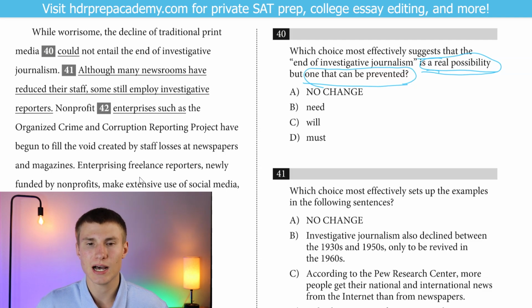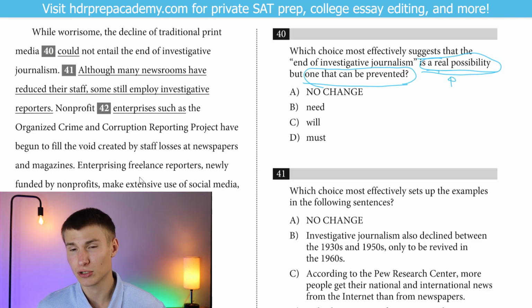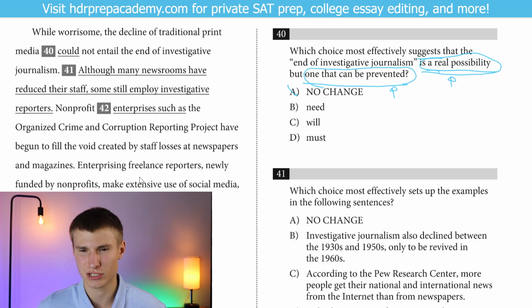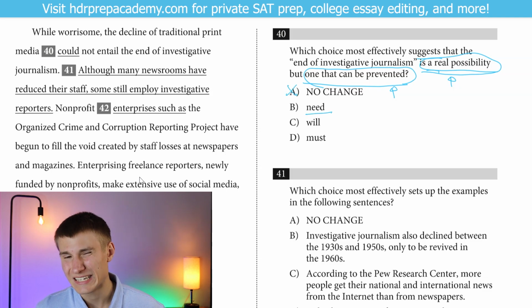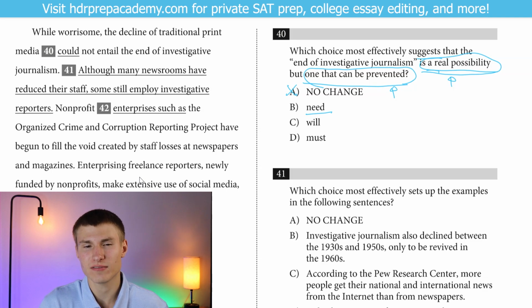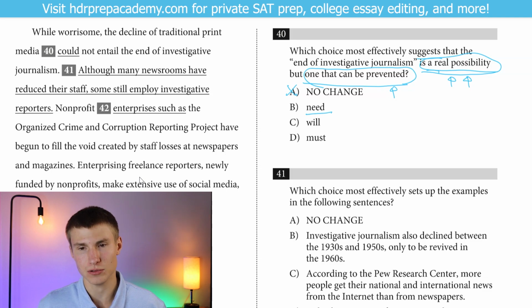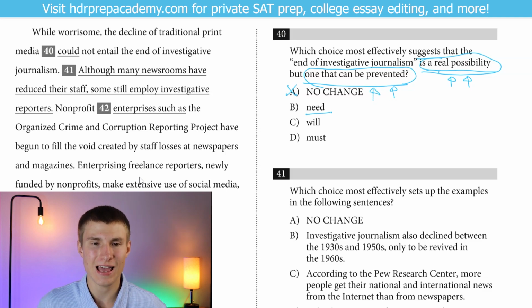So we have the option of could not entail the end of investigative journalism. That's not really focusing in on the fact that it's a real possibility or that it's really one that could be prevented. It's kind of vague to say just could there. If we look at answer choice B, need not entail the end of investigative journalism, that's showing that it's a real possibility that it could entail that end of investigative journalism, but that it doesn't have to. Okay, that's telling us it can be prevented. It does not have to. It need not entail the end of investigative journalism.